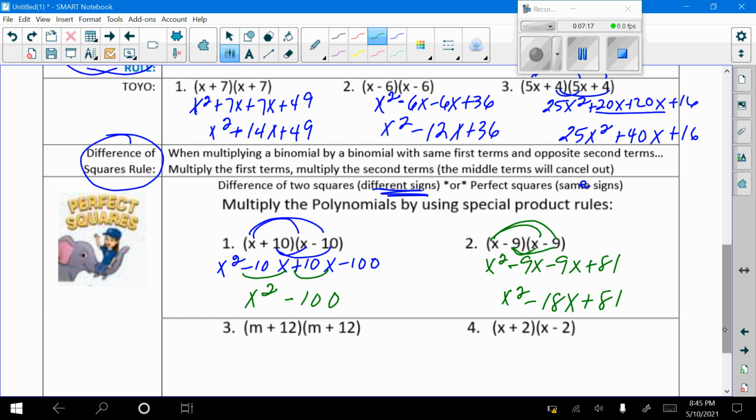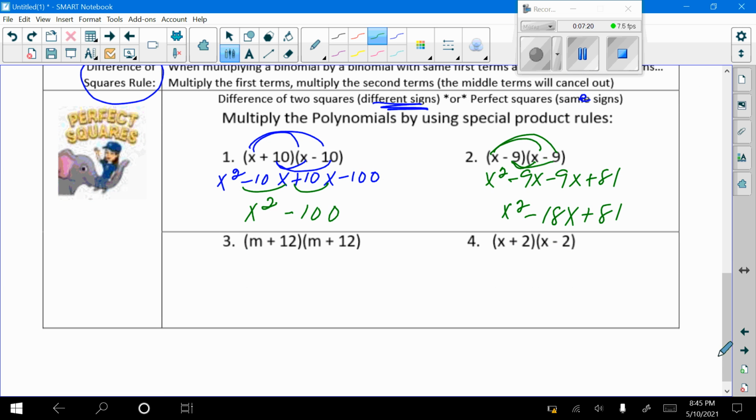So the first thing you need to do is decide, is it a perfect square or a difference of squares? So this one is perfect because it's the same and same. So it's going to end up with a trinomial. Here I've got different signs, so it should end up with a binomial.